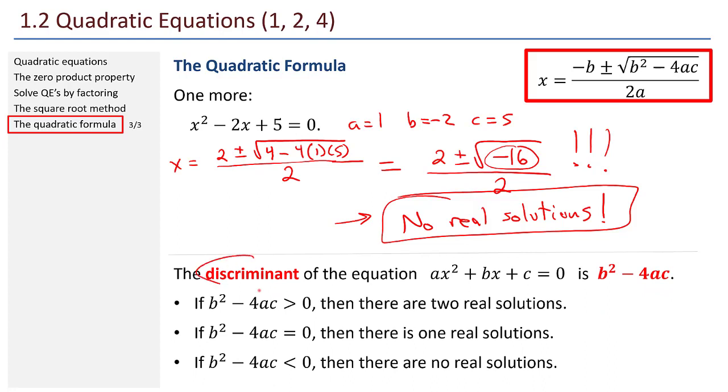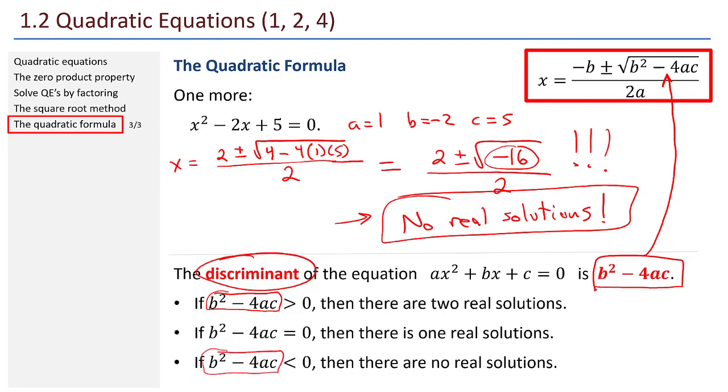There's something called the discriminant. The discriminant of the equation, ax squared plus bx plus c equals 0, is b squared minus 4ac. That's exactly the stuff under the square root sign. If the stuff under the square root is greater than 0, then there are two real solutions. If it is actually equal to 0, then there's one real solution. And if that stuff under the square root is less than 0, no real solutions.